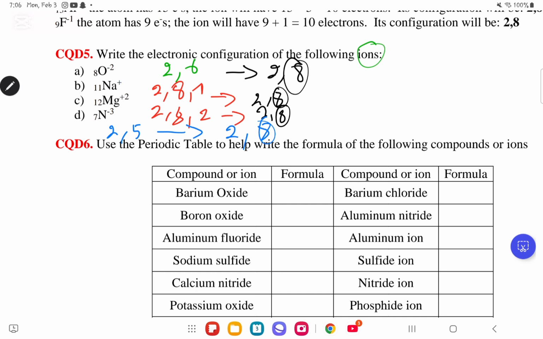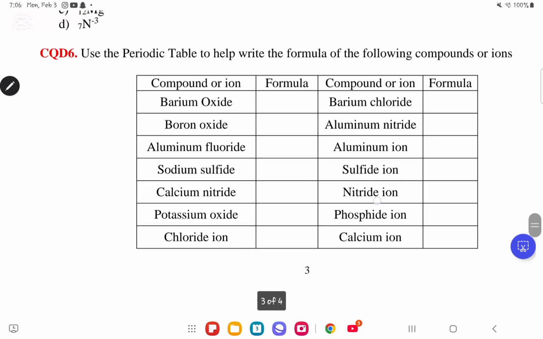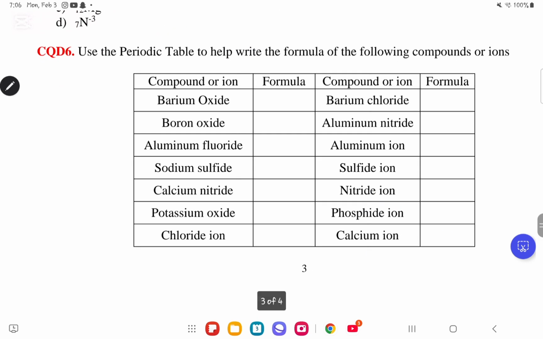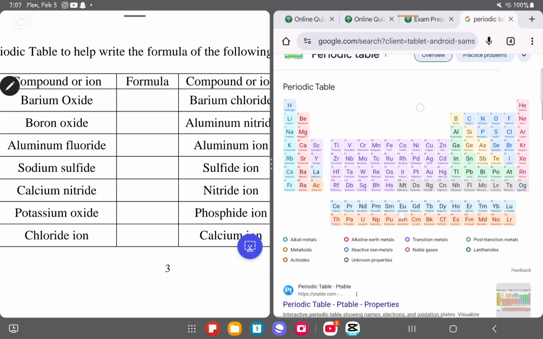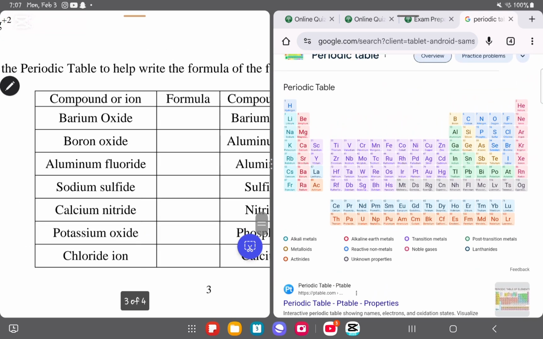So if you're writing the electronic configuration of the ions, it's going to be 2, 8 for each of them. Now, they told us to use the periodic table to write the formula of the given compounds or ions. What you should do is open the periodic table, so I'm going to split screen. Okay, so here we have the periodic table, and we are looking for barium oxide. First of all, we need to find barium.